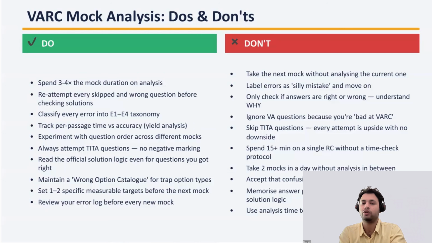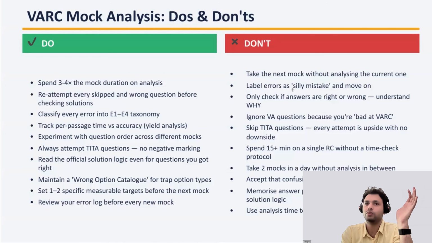You need to maintain a lot of trackers for the sort of mistakes that you are making, and then you have to just pick 1 or 2 specific targets that you would want to prioritize to focus on before you take the next mock, right? You need to review your error log after every mock, and you need to go through it before taking every mock. Okay, do not just jump into the next mock without analyzing one. Again, quantity does not matter, quality matters.